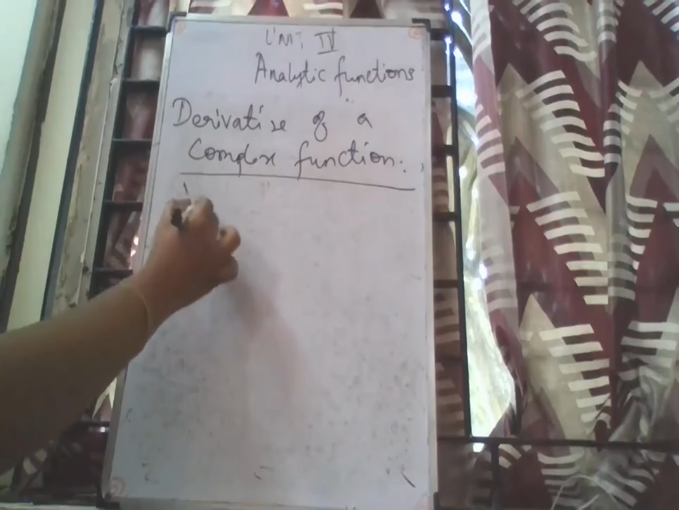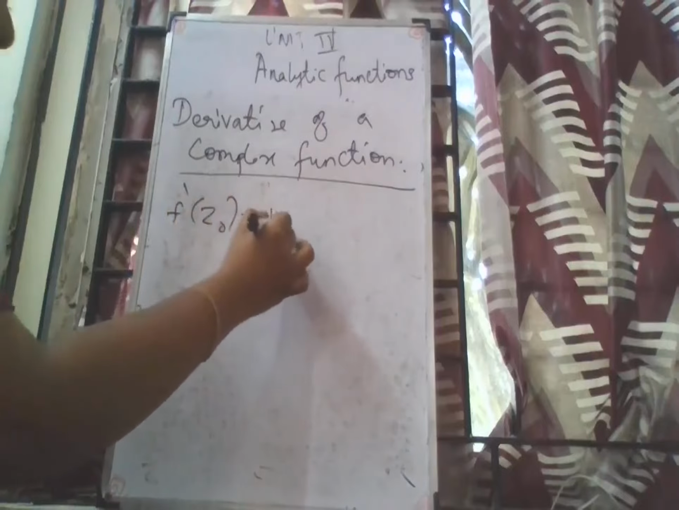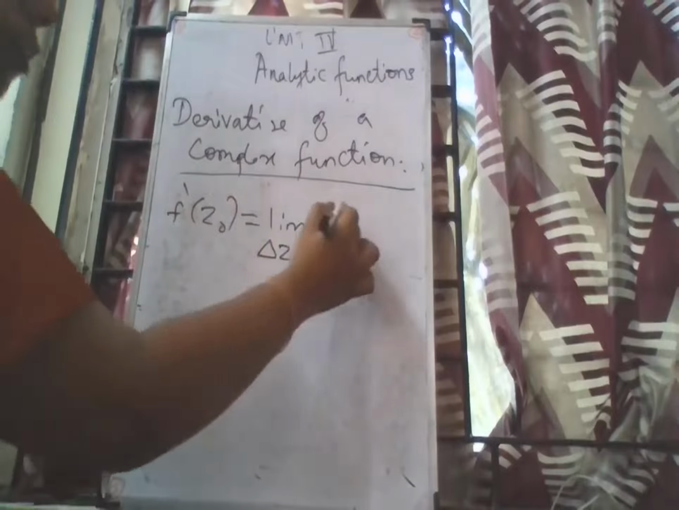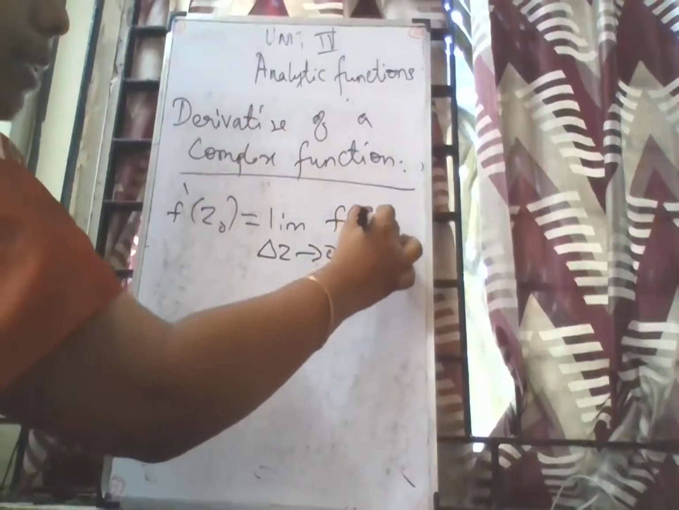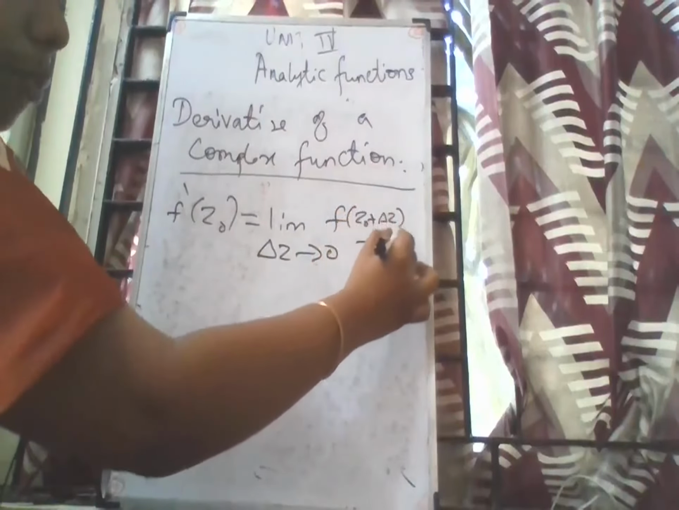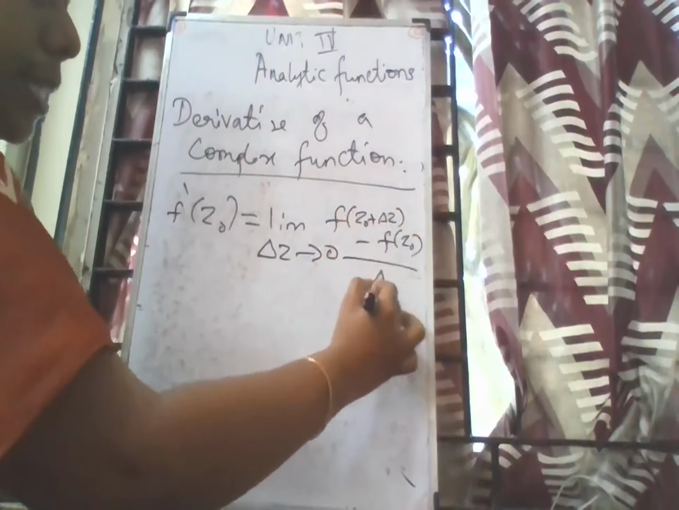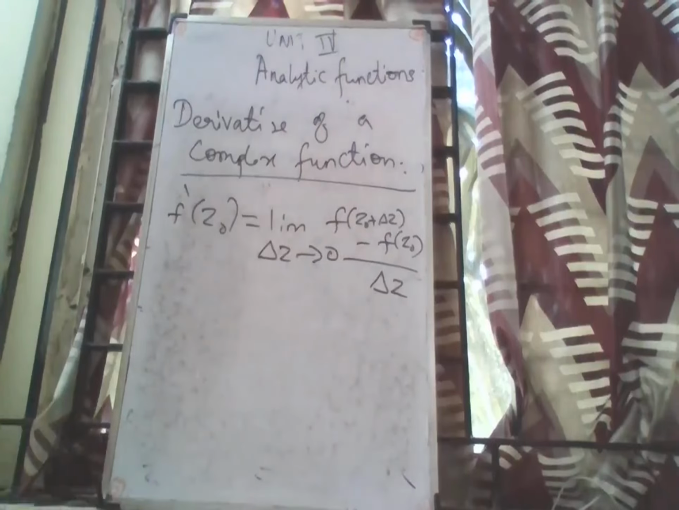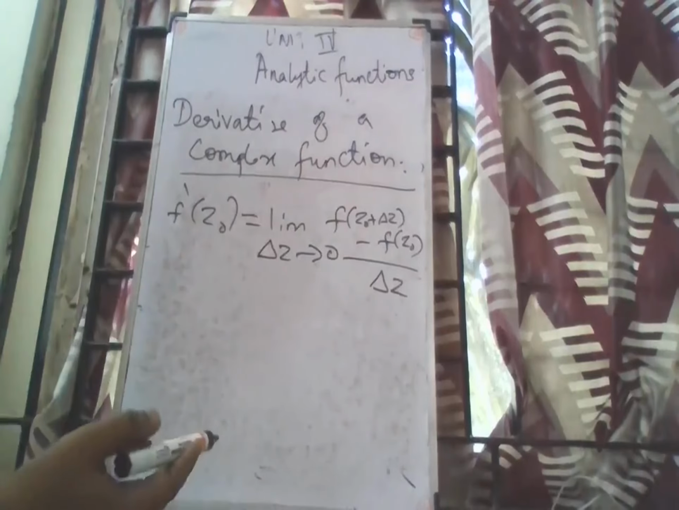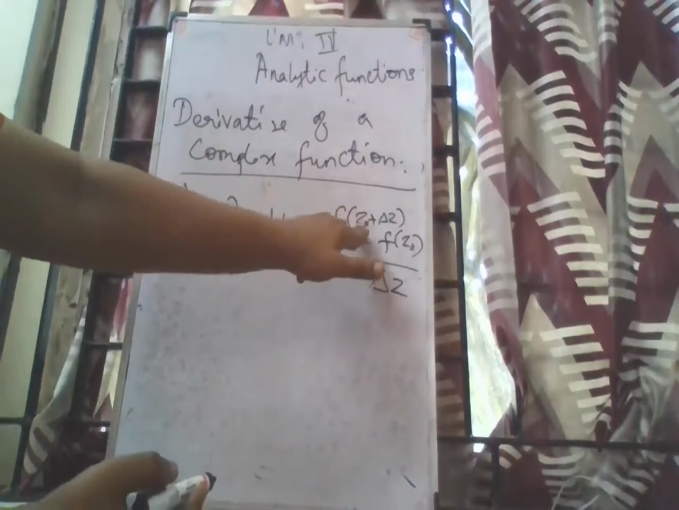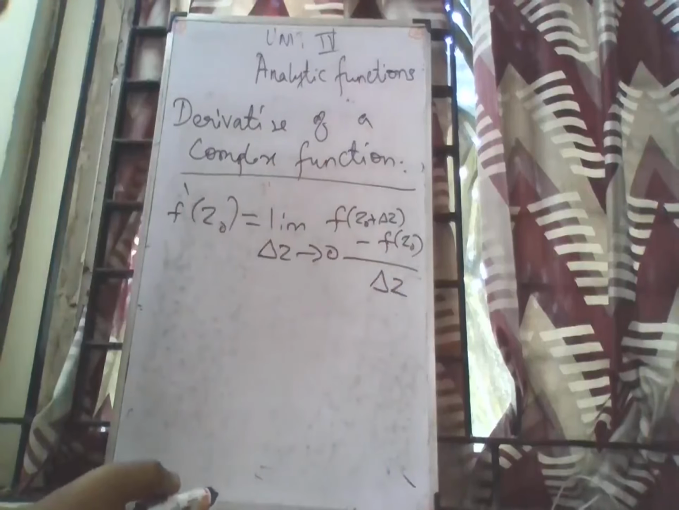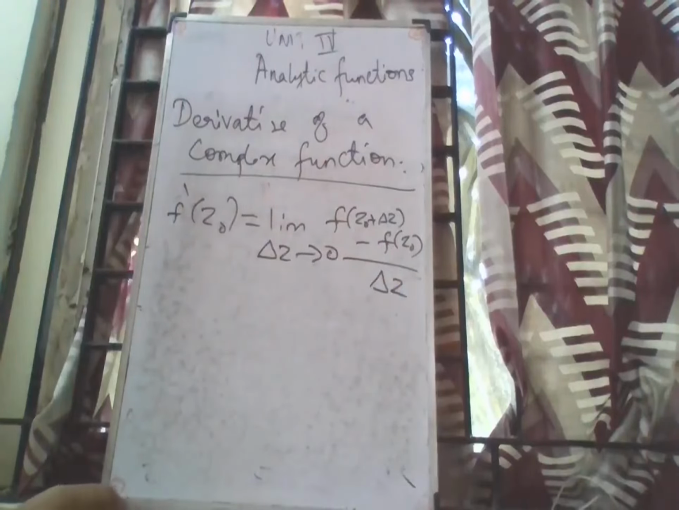Like f dash of z naught will be equal to the limit as del z tends to 0 of f of (z naught plus del z) minus f of z naught, divided by del z. Already you might have studied this in your real analysis, using real numbers. See here, f of (x plus del x) minus f of x by del x. You might have studied this. As I said, it is always the same concept in the complex plane. That is the main difference between that and this.